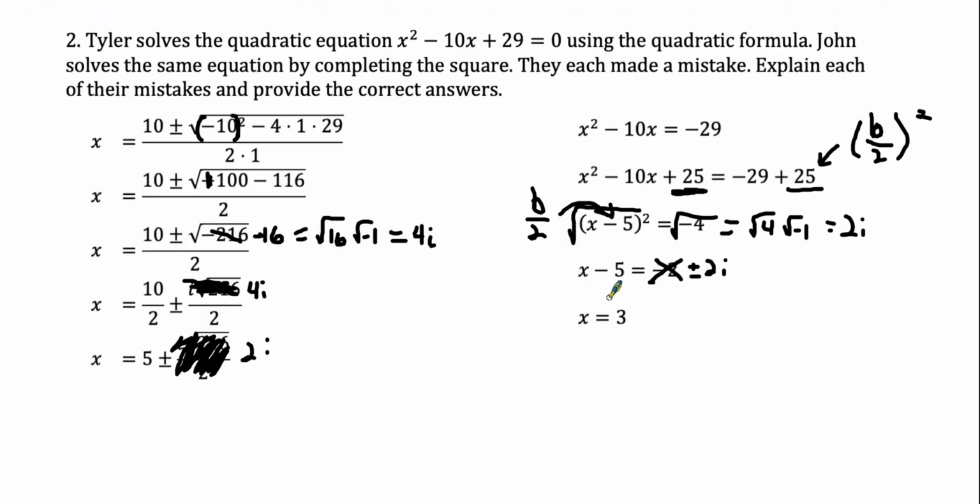The last step to solving then would be to add the 5 over to the other side. And now I've got 5 plus or minus 2i on the right side. Those are not like terms. I can't combine them. So that's how I would express my final answer. And that's the exact same thing we got over here using the quadratic formula, right? So either way, using quadratic formula or completing the square, we should get the same answer.